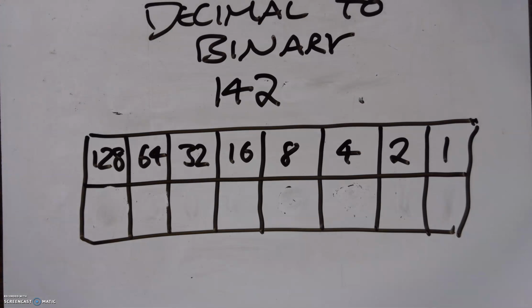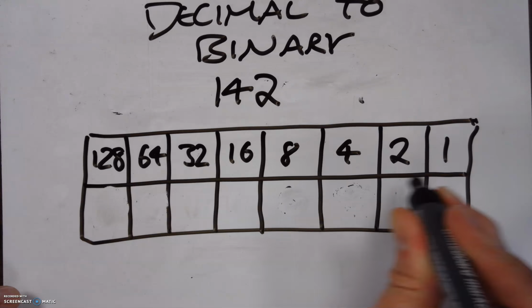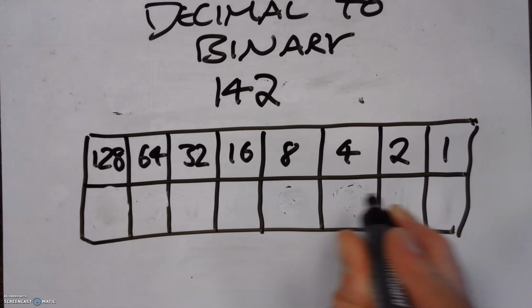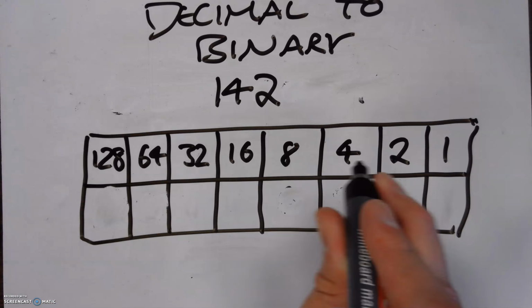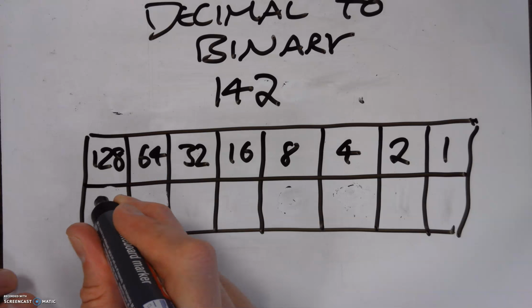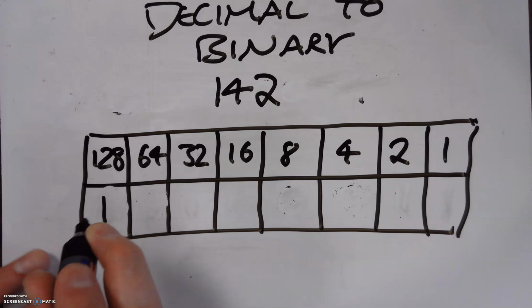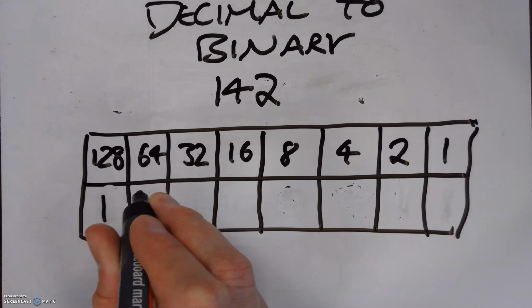Another typical exam question: convert this decimal number into binary, and the decimal number I've got there is 142. Again, this would just be 1 mark, but you need to get it right. It's not particularly hard. I need to look along this table. I draw myself this table out again, eight bits there. And I go along the table and I say to myself, right, will 128 go into 142? Definitely, I'm going to need that, so I place a 1 by that.